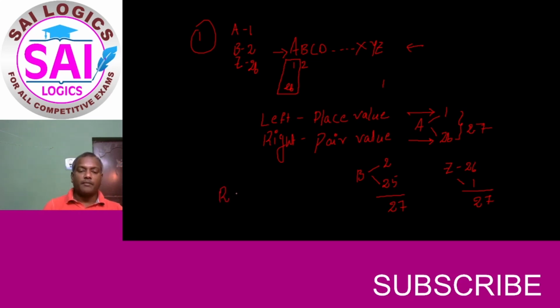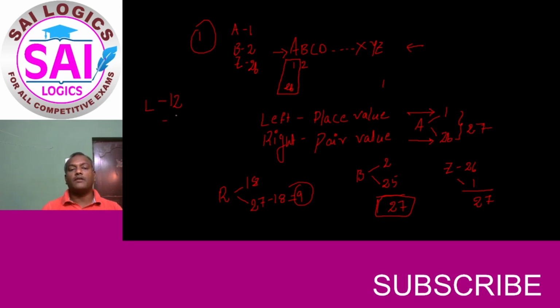R is the alphabet, for example. The value of R is 18, that means the place value of the alphabet is 18. And if we need to find the pair value of the alphabet, then what is the rule? We already learned that the total of place and pair value of an alphabet is 27. So for finding the pair value, we have to subtract the place value from 27. Then we will get the pair value, that is 9. If you take L, the actual value is 12 and the pair value will become 27 minus 12, that is equal to 15. So this is the first property or rule one should remember.